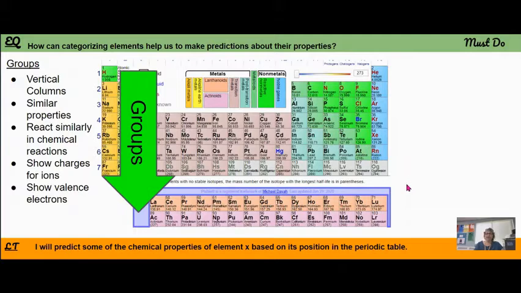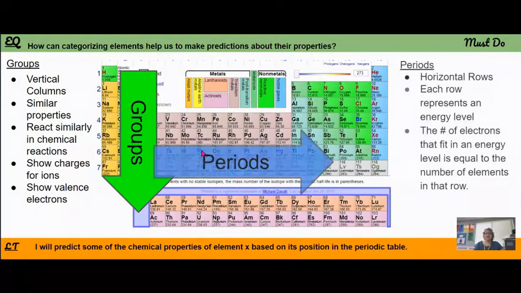Okay. The second thing you need to know about the periodic table is that it's built in periods. We call them periodic trends. They are horizontal rows, and each row represents an energy level. So remember, we're talking about where the electrons live in those energy levels. Each period represents an energy level. The number of electrons that fit in an energy level is equal to the number of elements in that row.